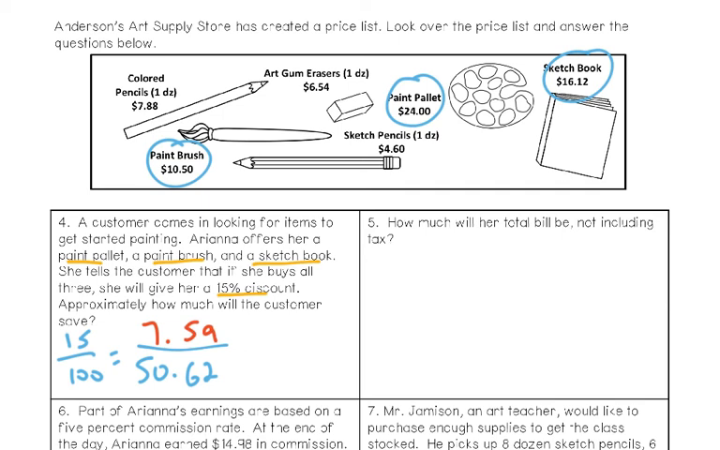So go ahead and try number 5 if you haven't already. It says how much will her total be, not including tax. This is a discount. That means subtract. Okay, so you should have paused the video and tried that and ended up with $43.03. You took your original total, 50.62, and subtracted off the $7.59.